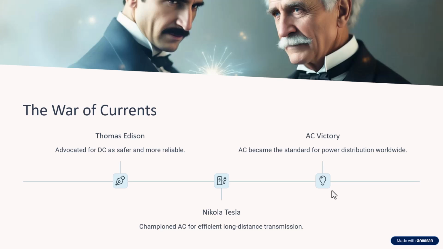So Nikola Tesla saw this hindrance, or this downside to DC current, and decided to come up with a more powerful version for use in transmission, so that everyone around the world would have access to electricity. So Nikola Tesla came up with the alternating current, and the alternating current became the standard for power distribution worldwide.